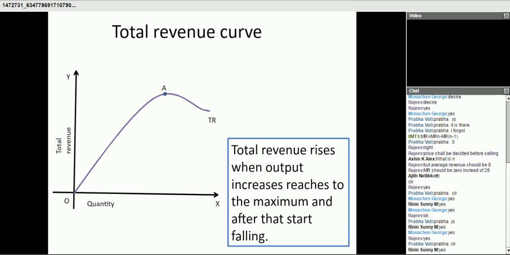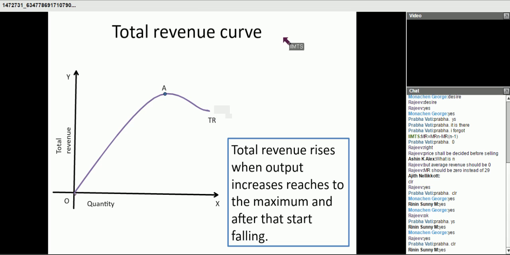Now, if we are going to plot that table, the schedule which we saw in previous slides, on a graph paper, we'll get a curve like this. So this is the total revenue curve. That means initially the total revenue is increasing, it's rising, and then at point A it has reached its maximum. Okay, it is maximum at this point, and now it has started declining.